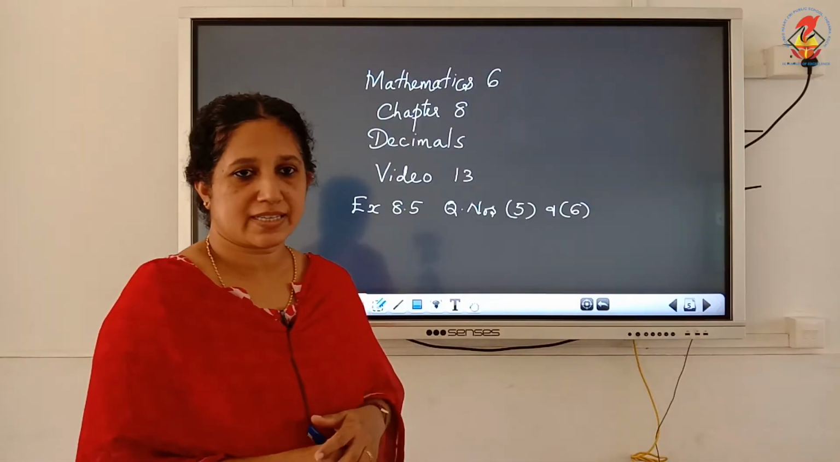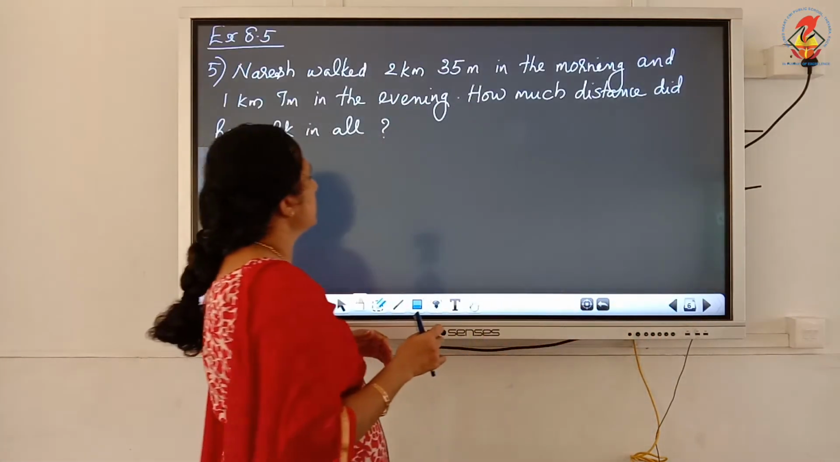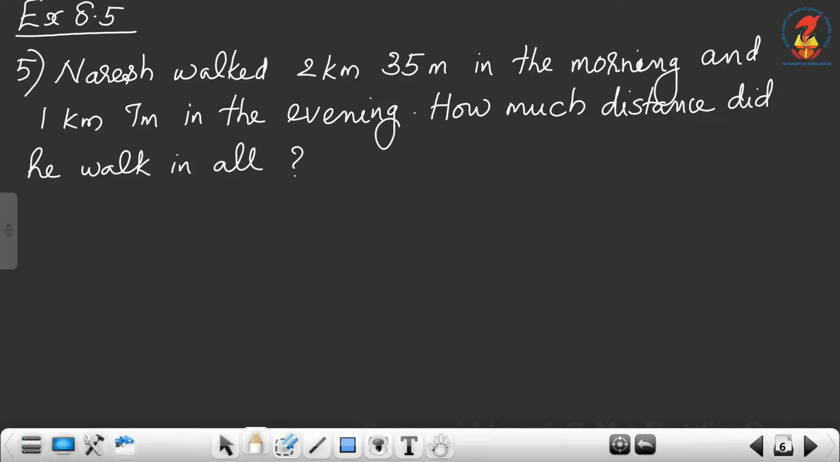Now we continue with exercise 8.5. Question number 5. Naresh walked 2 km 35 meter in the morning and 1 km 7 meter in the evening. How much distance did he walk in all?